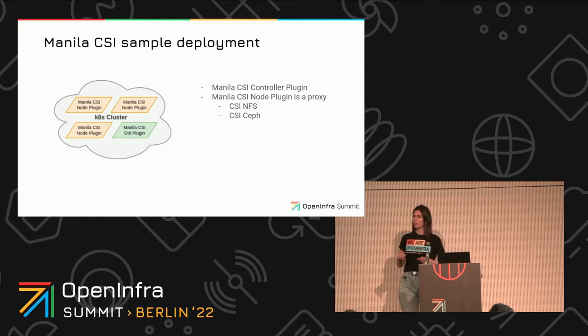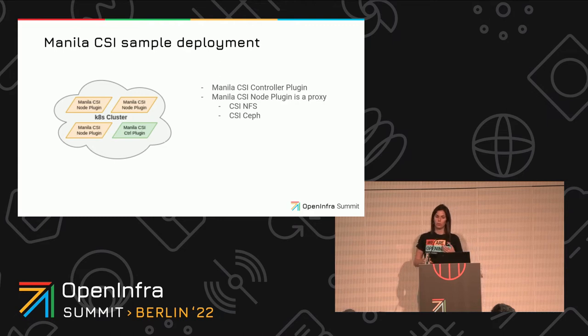Now, let's make a quick stop and analyze how the Manila CSI plugin works. Any CSI driver is composed of two components mainly. You have the controller plugin and the node plugin. The CSI Manila controller plugin is the one dealing with all the Manila operations, basically communicating with the control plane. So all the operations that have to do with creating a share, allowing access, denying access, it is the Manila CSI controller plugin that is in charge of doing that.